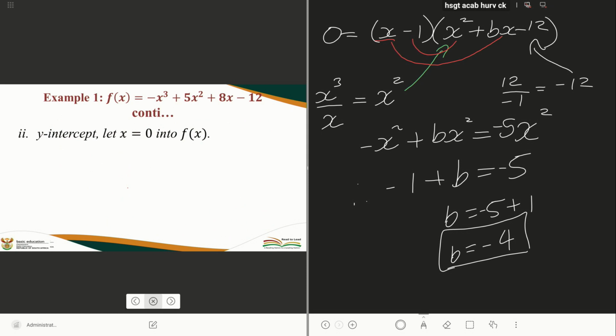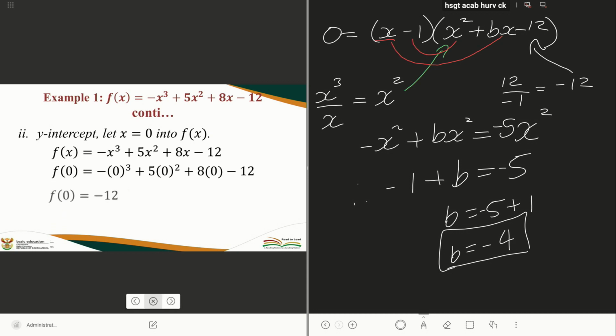All right. Let's go to our y-intercept. Let x equal to 0. This one is simple. You just put 0 in the place of x, and then you get your y-intercept. Your y-intercept is (0, negative 12).